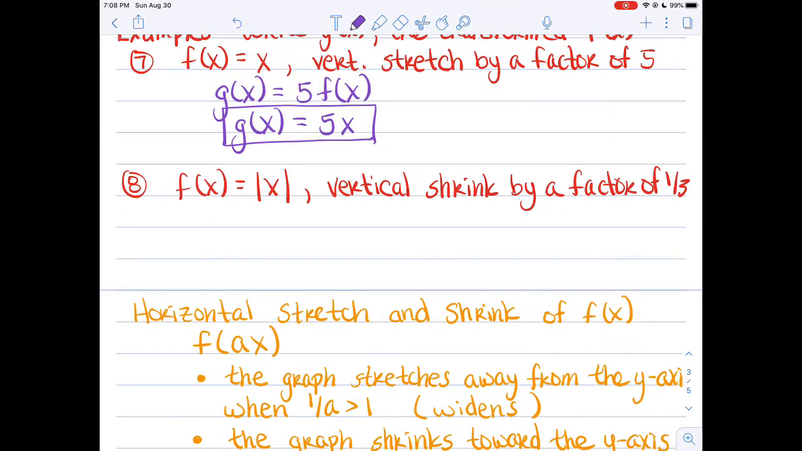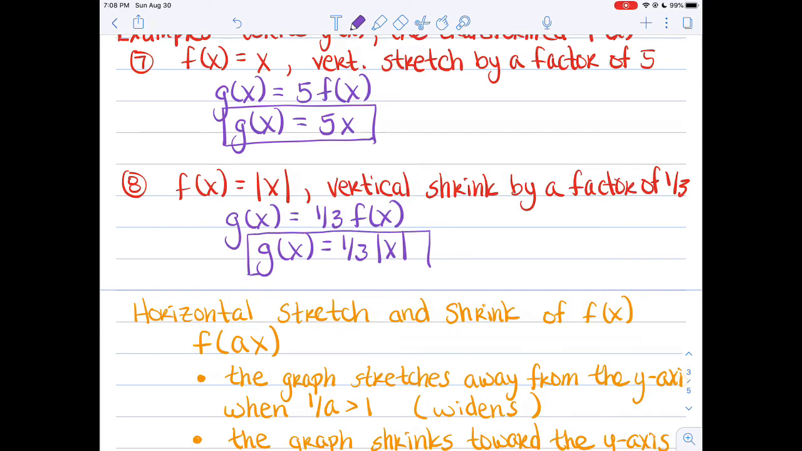Now let's take a look at an absolute value function, and this time we want to shrink by a factor of 1/3. Remember, shrinks occur when the value of a is less than 1. All right, so let's take a look. We would have g of x is equal to 1/3 times our f of x function, and we know that our f of x function in this case is absolute value of x. So we can write that g of x is equal to 1/3 times the absolute value of x, remembering that that 1/3 stays outside of the grouping symbols. Vertical changes occur outside.